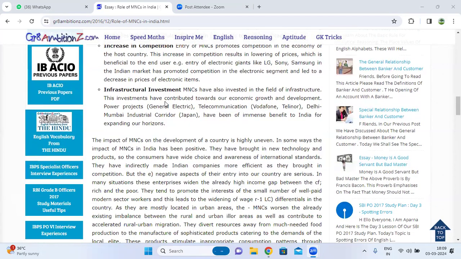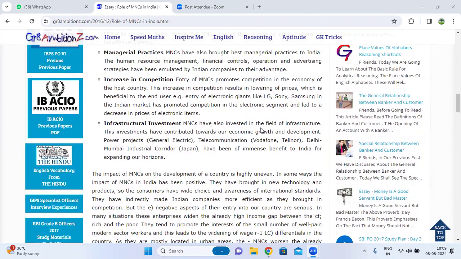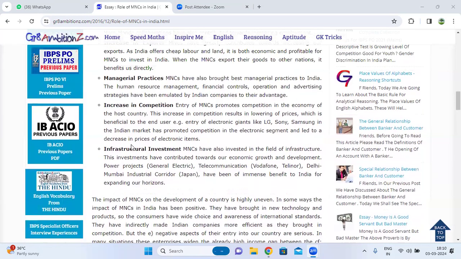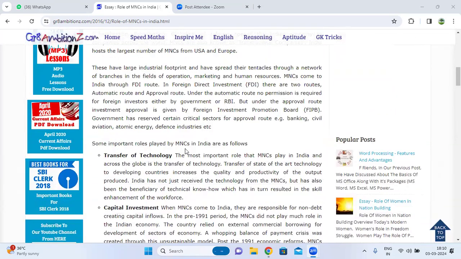Next one, infrastructure investment. The multinational corporations have also invested in the field of infrastructure. These investments have contributed towards economic growth and development of the nation. General Electric and telecommunication companies have been immensely beneficial for India, expanding our goods and services. So this is the role of multinational corporations.